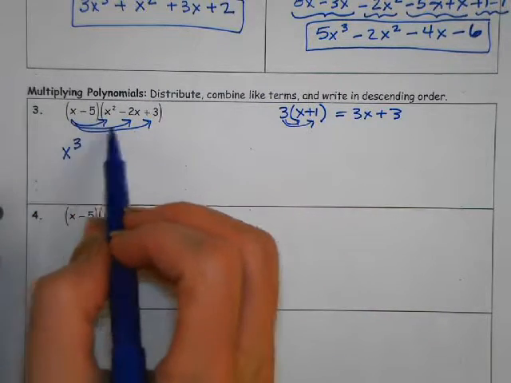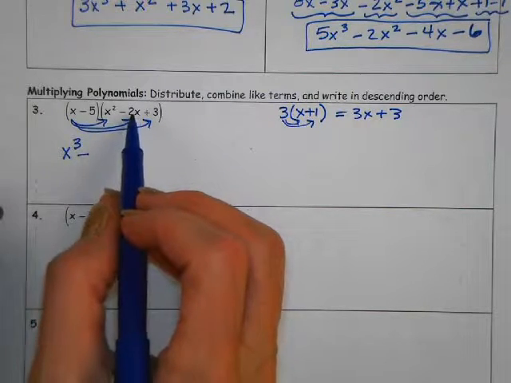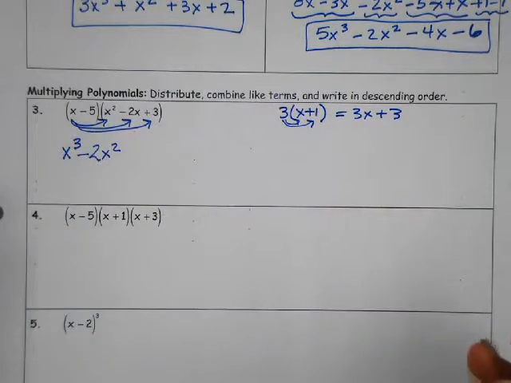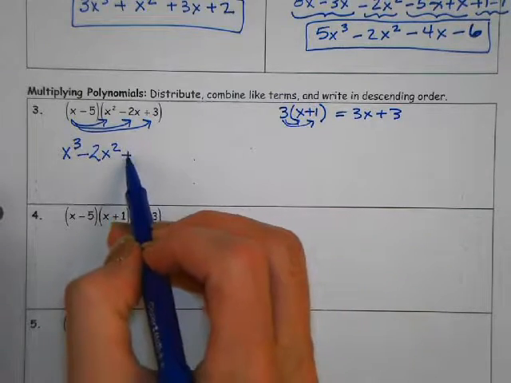Okay? Now I take the x to negative 2x. So x times the negative 2x is going to be negative 2x squared. Got it. And then I have an x times a 3. What does that become? Plus 3x.